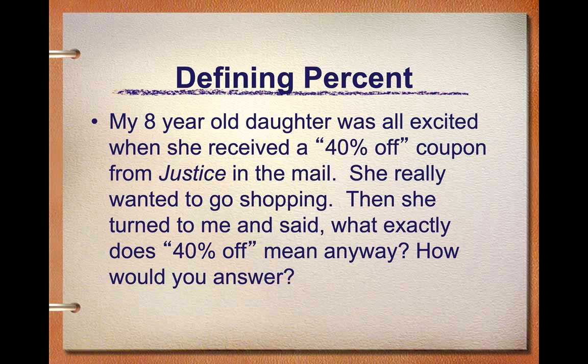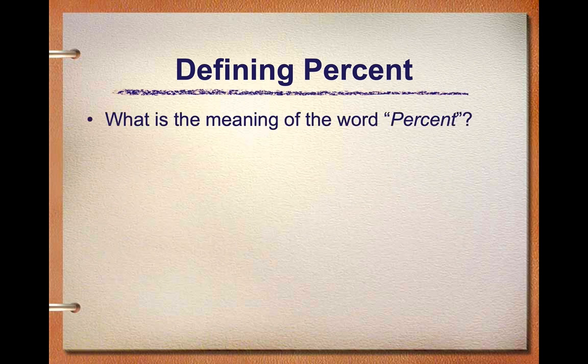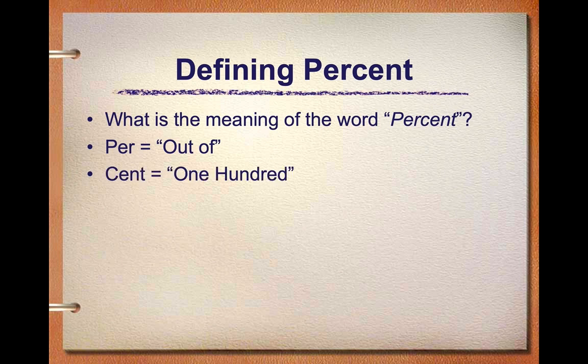We also think about it in terms of, how much of a dollar? What does 40% mean? It means 40 out of 100. So, for every $100 spent, you save 40, or for every dollar spent, you save 40 cents. Well, it really goes back to the definition of percent. Now, what is the meaning of that word? Well, if you break it up into the two parts, per and cent, per means out of, and cent means 100.